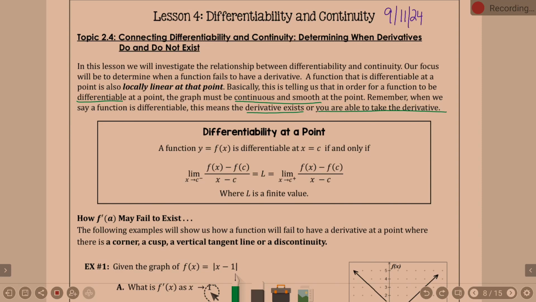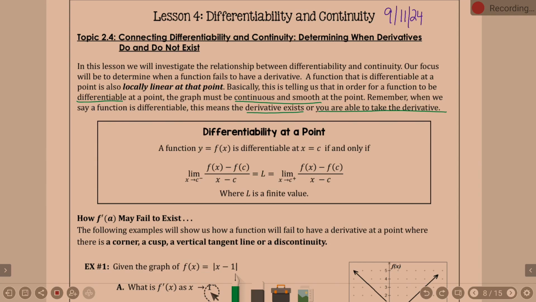Am I correct in remembering that L just represents the limit? It just says where L is a finite value, so we can't have infinity here. But we're looking at limit from the left equals the limit from the right, and I'm pretty sure L is, I'm trying to remember what they used there. L representing the limit, if I recall correctly.